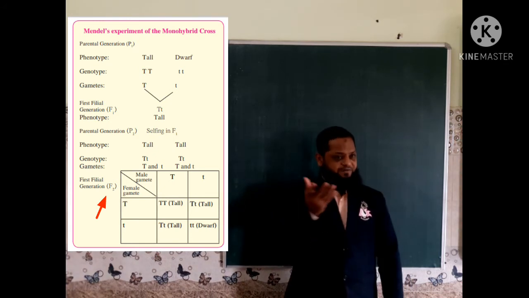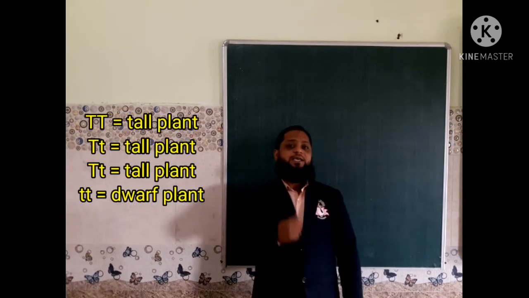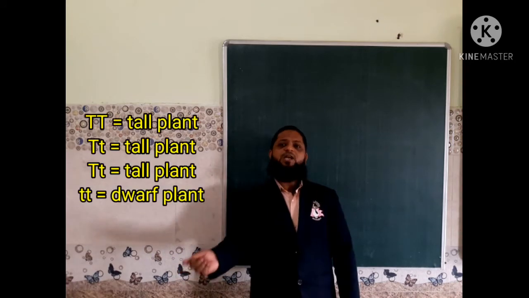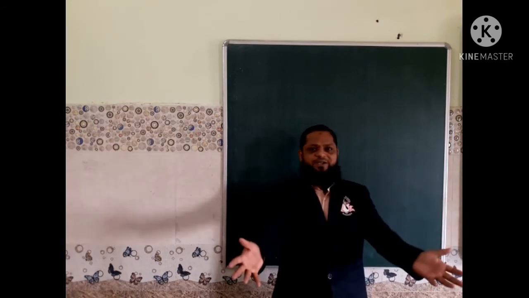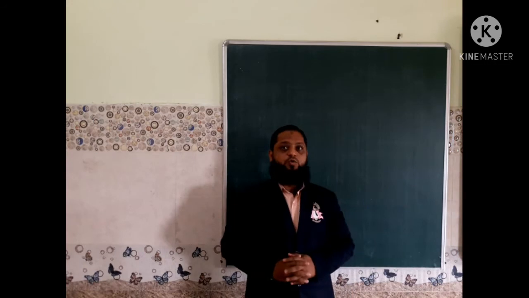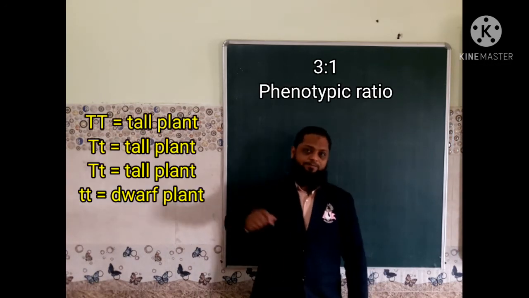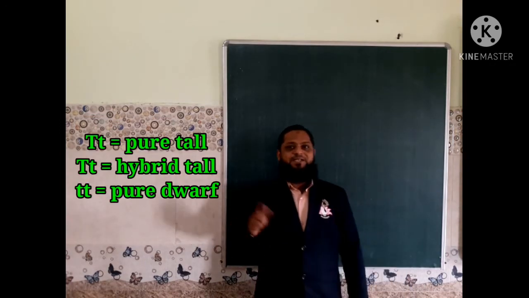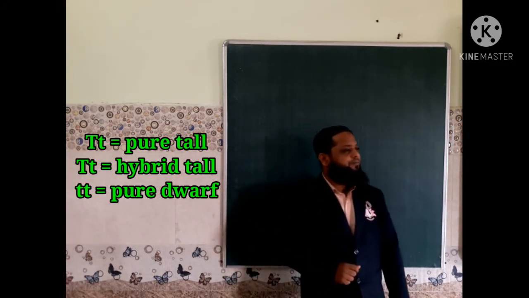Capital T capital T stands for tall plant, capital T small t, tall plant, capital T small t, tall plant, small t small t, dwarf plant. So, dear children, on the basis of the visible characters, we can say three tall and one dwarf plant. So the phenotypic ratio will be 3:1. But on the basis of the genes, the genotype, capital T capital T, pure tall, one plant will be there.